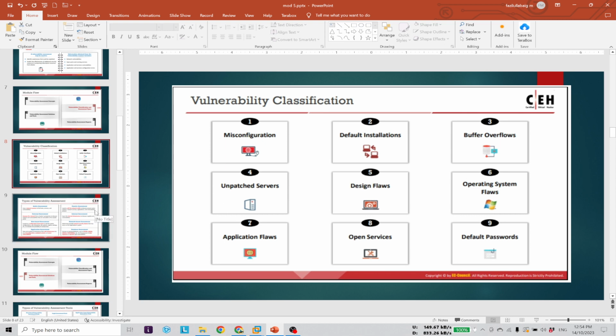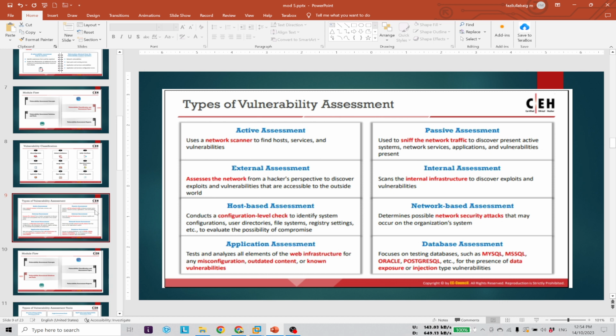So we'll see in the next slide. Types of vulnerability assessment. Here the types are active assessment and passive assessment. Let's see what active assessment is. It uses a network scanner to find hosts, services and vulnerabilities.